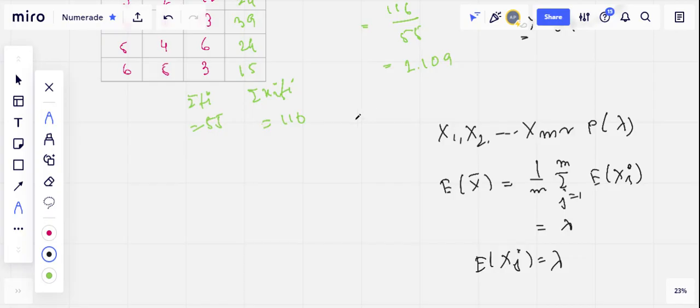Okay. Now we equate this theoretical expectation mean to the observed sample mean to get the MLE of lambda. Now expectation of X bar equals lambda equals x bar. So clearly MLE of lambda, lambda hat, equals capital X bar.